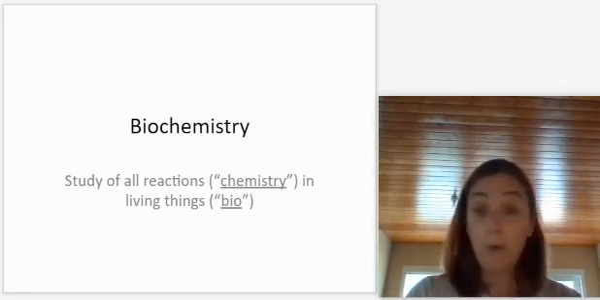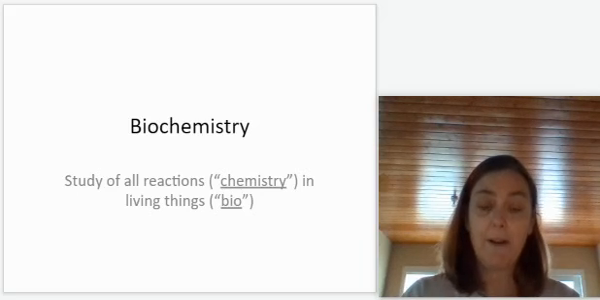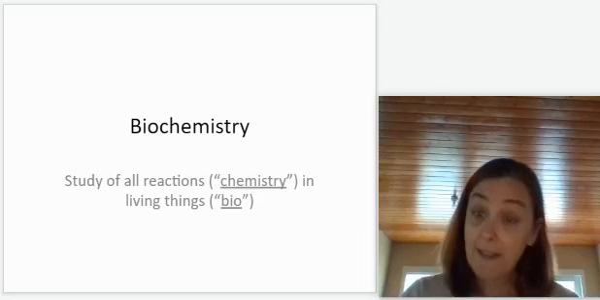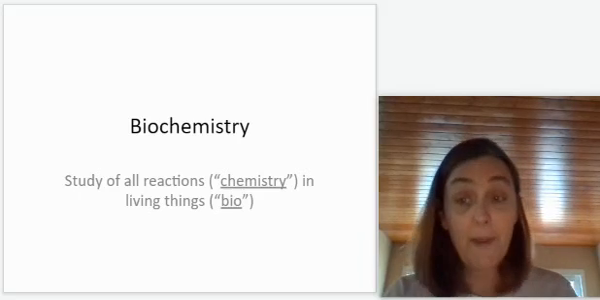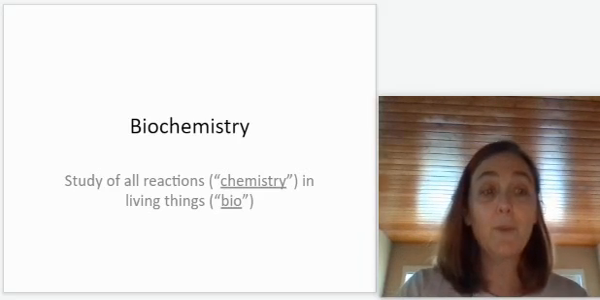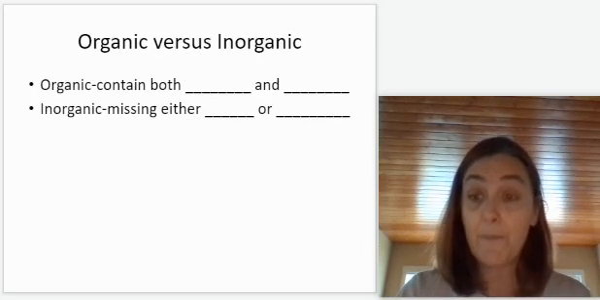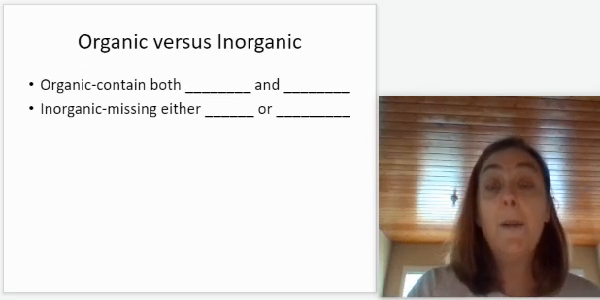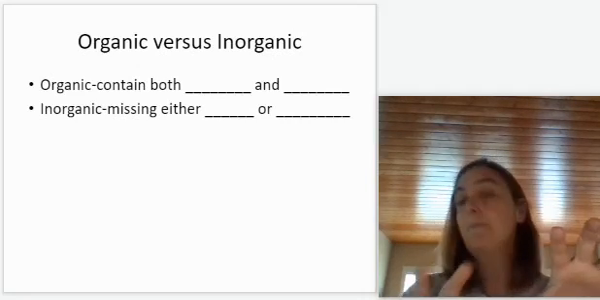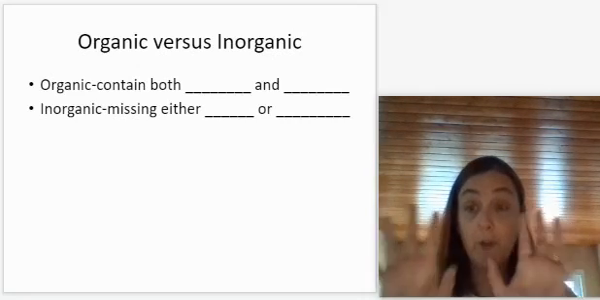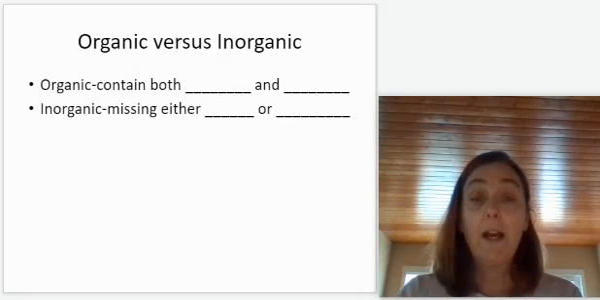Now, like most of science, scientists and biochemists have made sense of the world by classifying things. And so they've classified different compounds that are found in living things. And we're going to do that as well. We're going to identify how they've classified different molecules. So they've taken all molecules and put them into two categories. There's organic and inorganic. Those are the two major categories of chemical compounds.